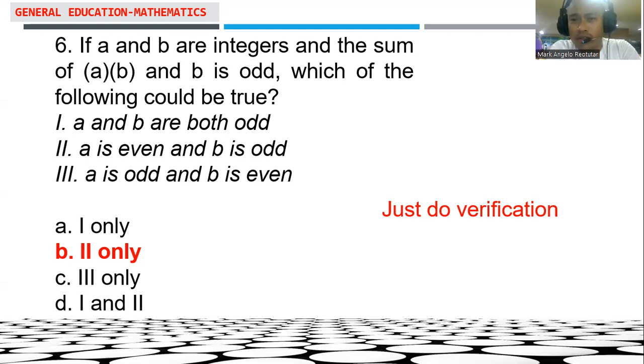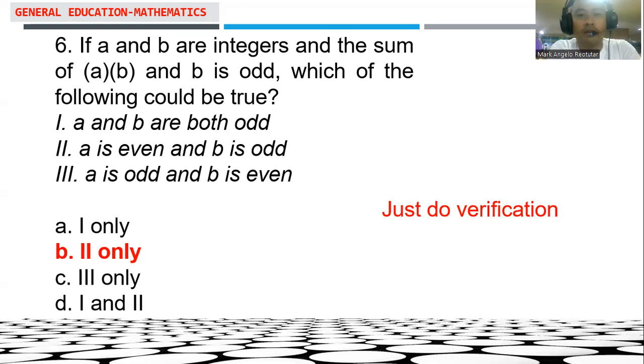Verifying the choices, since we know that in the licensure examination for teachers, they always give multiple choice type of exam. So ang gagawin lang natin dito is to verify the choices. Sino sa kanila, or alin sa kanila, ang mag-hold dito sa tatlong scenarios na ito.